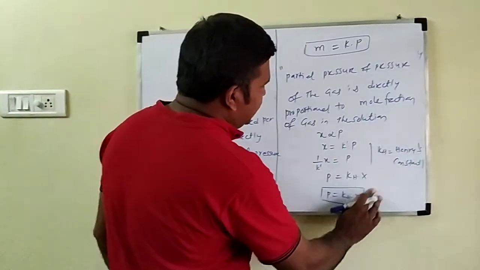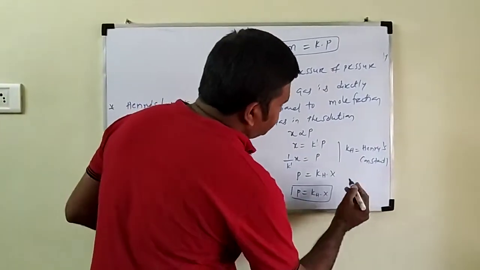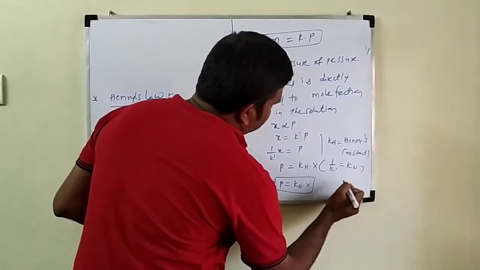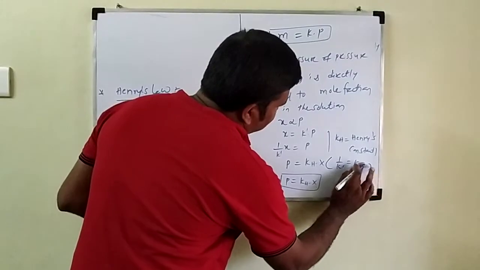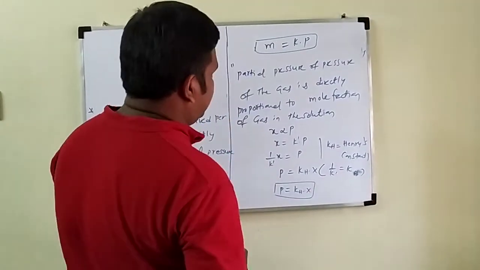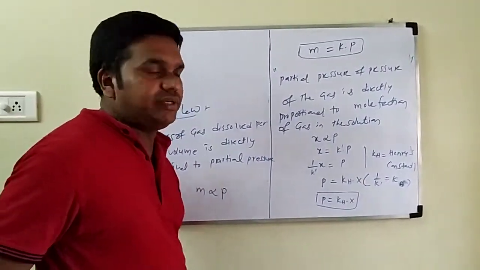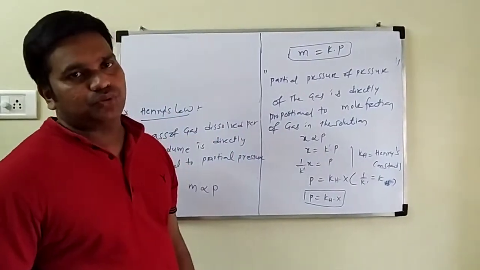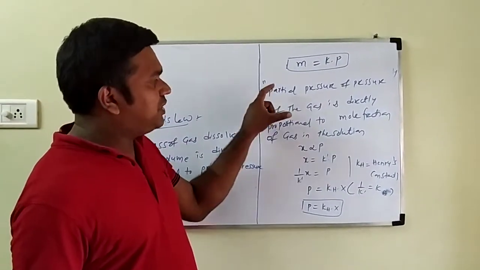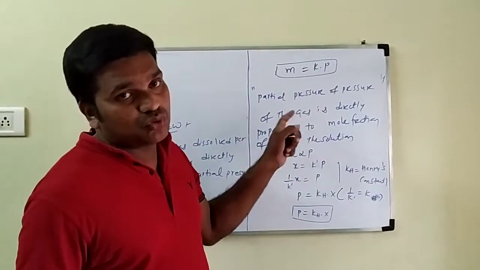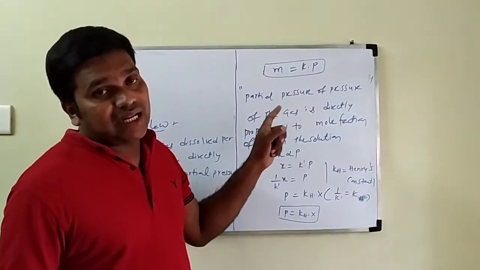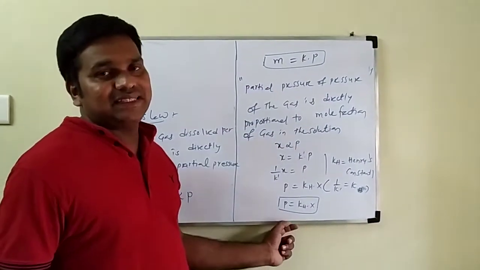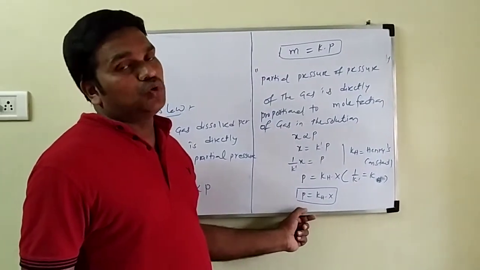So here we are writing 1 by K dash is equal to KH. Then you write P is equal to KH into X. What is KH here? KH is Henry's constant. So the statement is very important. If they ask for 2 marks to define Henry's law and write the mathematical expression, you write the statement and then directly write this expression.